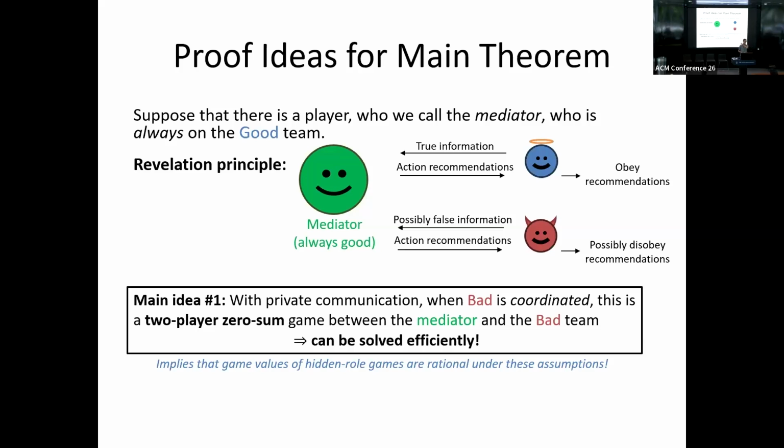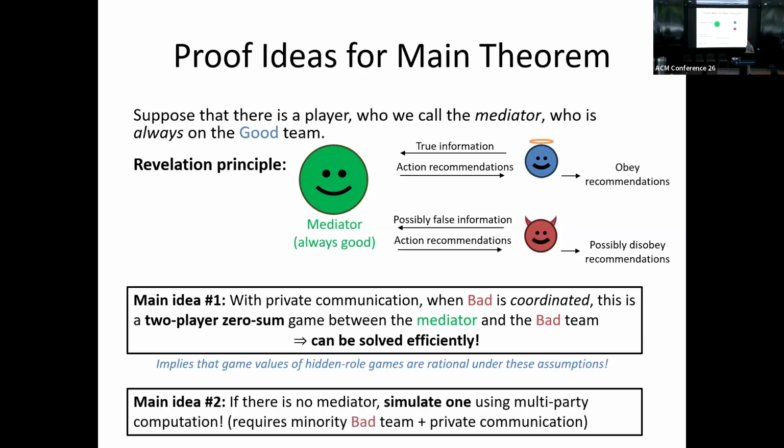And the second main idea is this. Suppose we don't have this mediator. Well, in most games, you don't have this. So what do we do? We use cryptography to simulate one. Multi-party computation is a thing. And as long as the good team is a majority, you can always simulate a mediator like this with multi-party computation. And assuming the good team is a majority, this basically cannot be broken. And of course, you'll lose some epsilons here having to do with the probability of breaking the multi-party computation, but that's fine up to these small epsilons. You can basically simulate perfectly what would happen with the mediator, and therefore you get the same value.